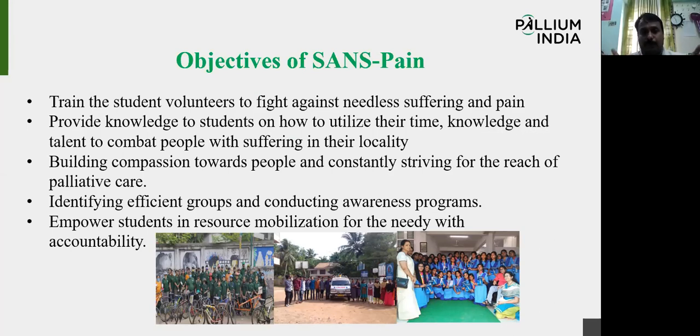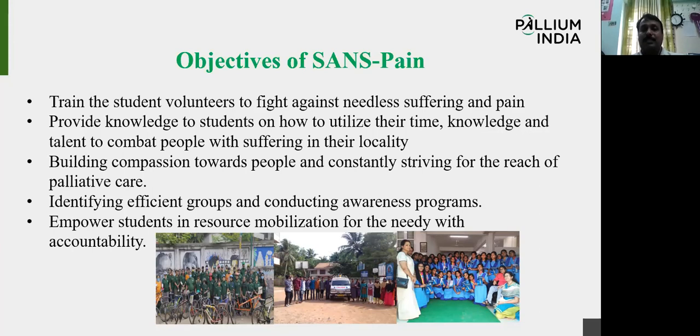Through this Sans Pain concept, we are engaging different college youth and school children in palliative care activities. Especially, as part of this concept, we have a set of activities like awareness creation, fundraising, and the like. Anyway, we will be sharing the detailed concept note with you about this Sans Pain concept. The aim is to empower the students in resource mobilization for the needy with accountability.